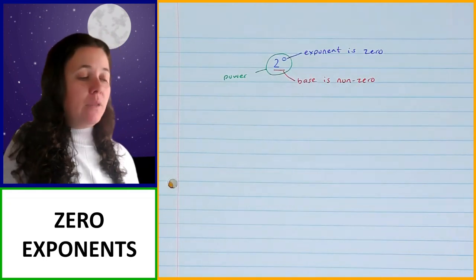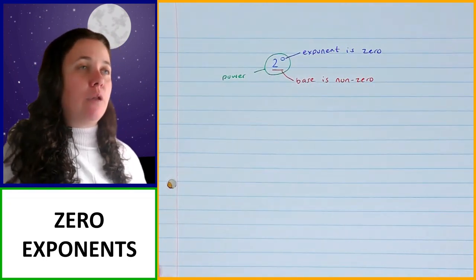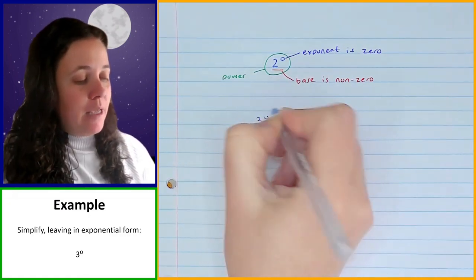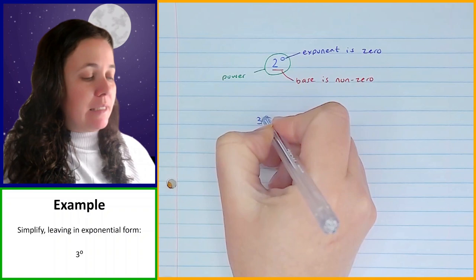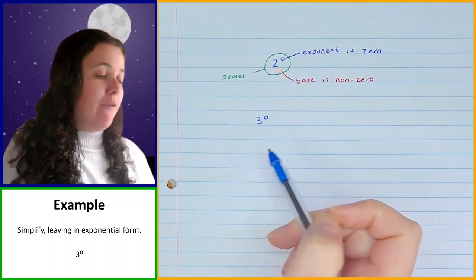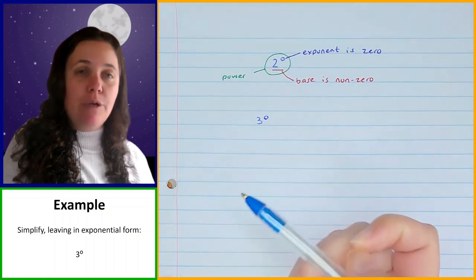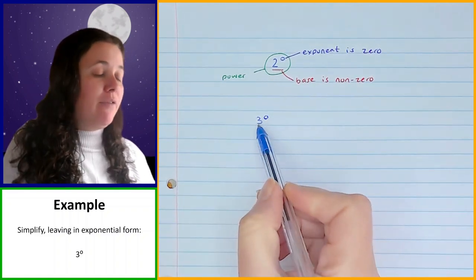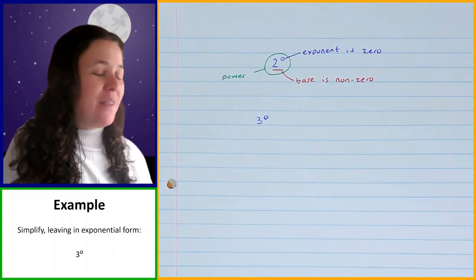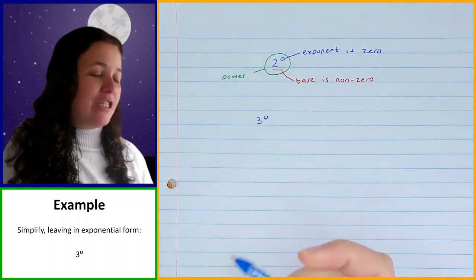Okay, so let's have a look at an example that we're going to simplify. So in this example, we've got 3 to the power of zero. And we need to simplify this. We need to see what this is actually going to be equal to. Now, if it was 3 to the power of 1, it would be equal to 3. If it was 3 to the power of 2, it would be equal to 3 times 3, which is 9. But if I have 3 to the power of 0, I'm saying that I have no 3s that have been multiplied together. So we need another way of actually working this out.